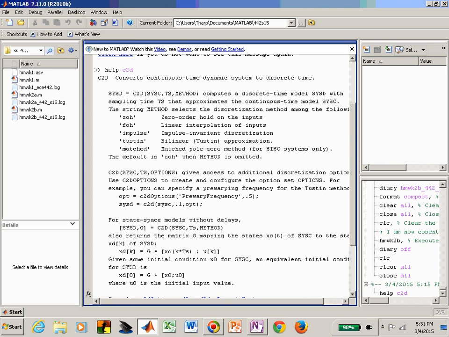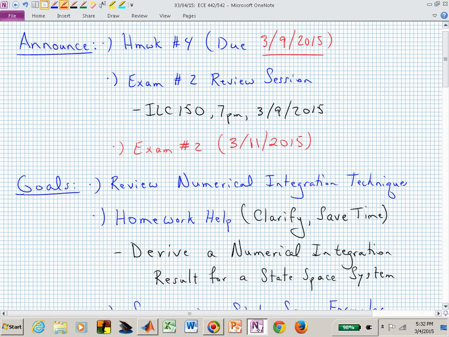You can check your own algebra with the forward and the backward, but the bilinear is really referred to as Tustin, T-U-S-T-I-N. So you can use that to check your bilinear. There's a matched option for the pole zero mapping technique, and like I said, the zero order hold is the default approach if you're using MATLAB to do your continuous to discrete conversion. That's something I hope keeps you moving forward while you're working homework number 4 so that you can meet our target deadline.